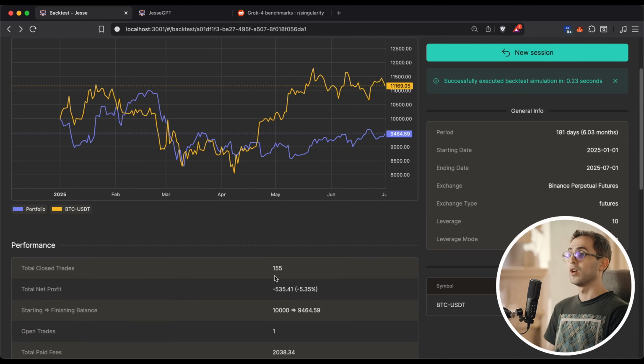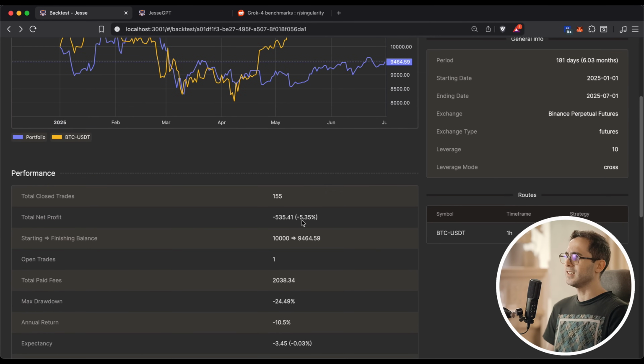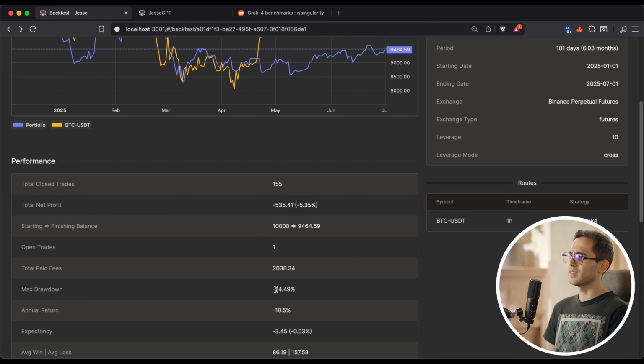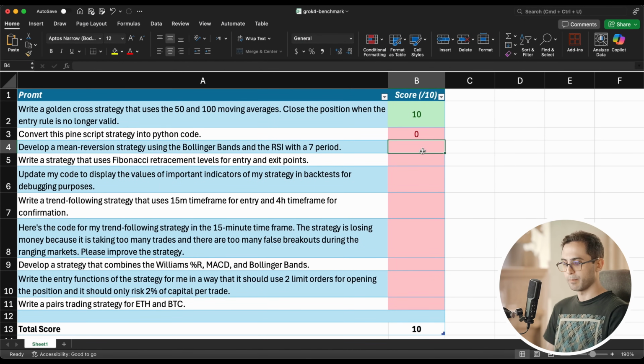It executed 155 trades, and yet it didn't lose that much. Actually, I think this strategy has some good potential in it. The win rate is 63%. I like this. I might actually work on this later. So we're gonna give it a perfect 10.